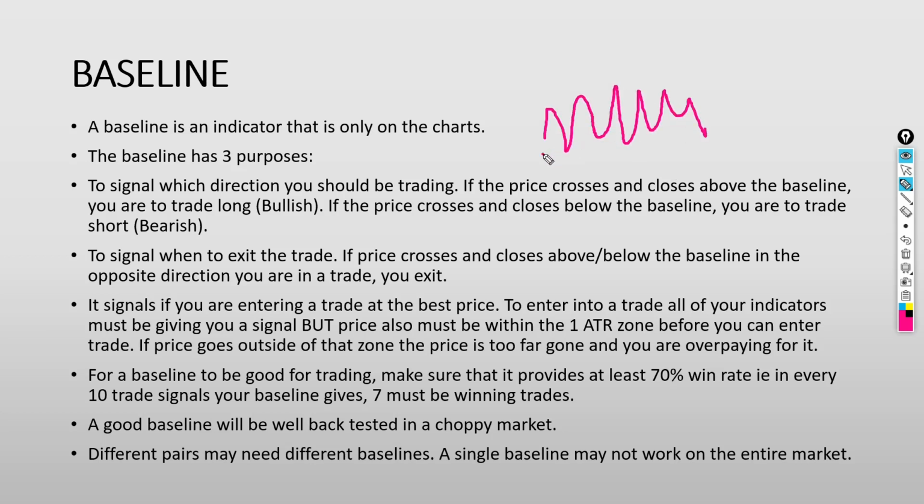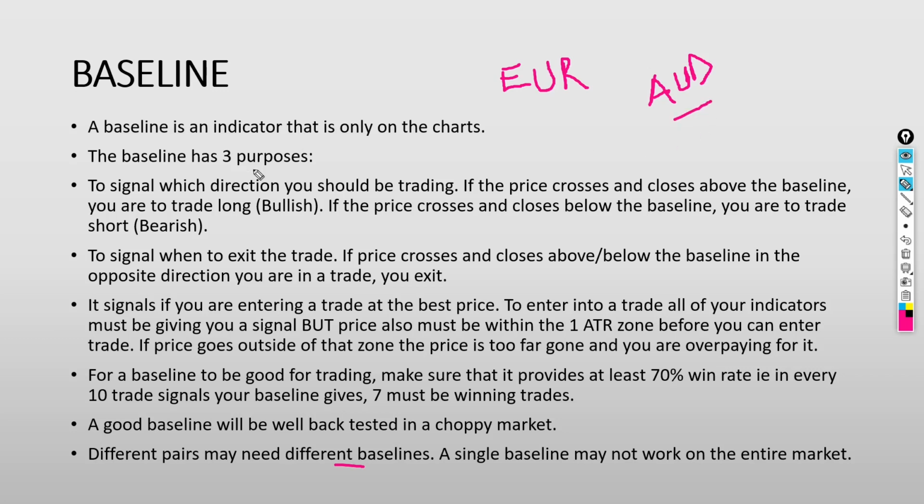Okay, so if you have a baseline which is passing through this choppy market, you have to make sure that the baseline at least avoids some of the signals, or gives you at least fewer signals within that consolidation market. So different pairs may need different baselines. For example, we are not going to use the same baseline for trading Euro USD and maybe the Aussie dollar, because these two pairs are maybe moving in different directions.